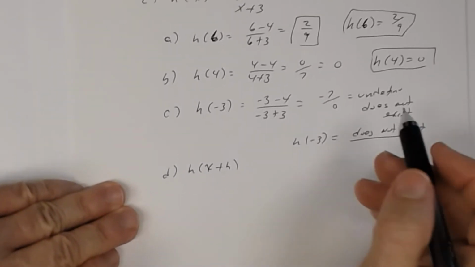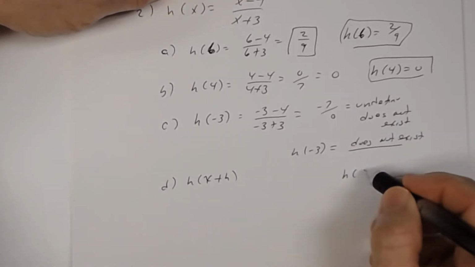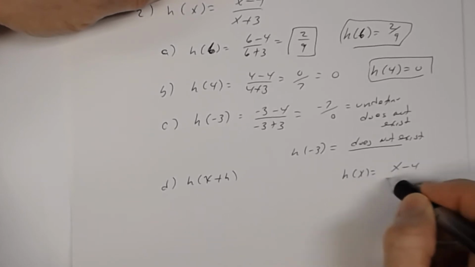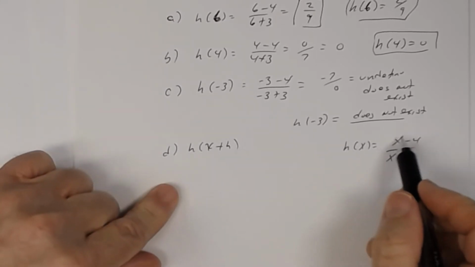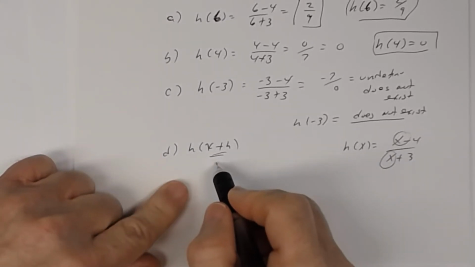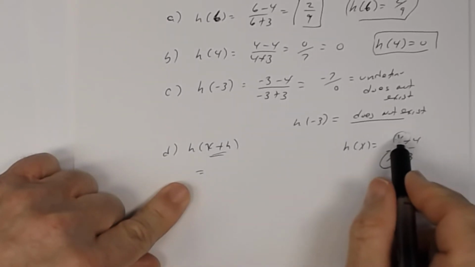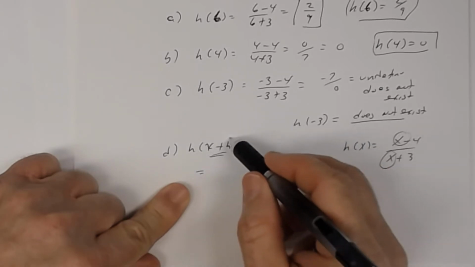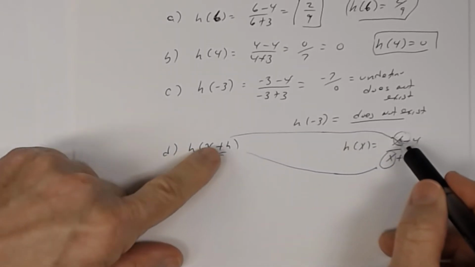So where we see the variable x, let me go ahead and rewrite the function over. So here's my function. H of x was x minus 4 divided by x plus 3. So where we see the variable x, this is what you're going to substitute. All right, so let's go ahead and do this. So h of x plus h, I'm going to go to my function. I'm going to substitute. Remember, just kind of draw your arrows if you have to. So this x becomes x plus h.